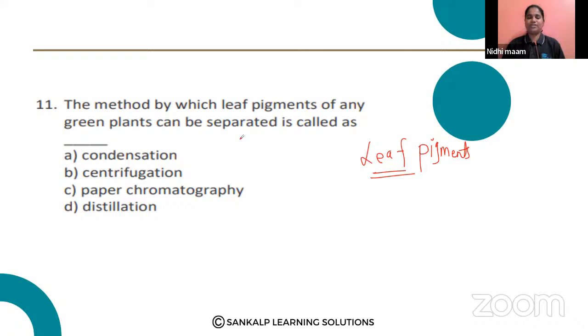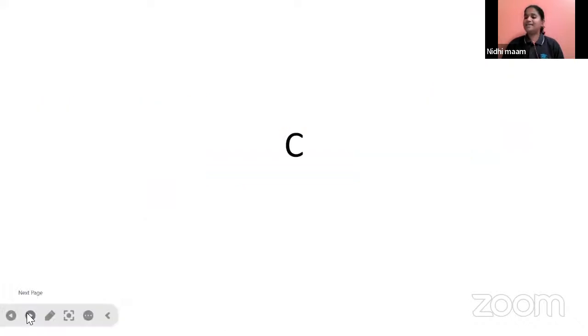Very easy question. The method by which leaf pigments of any green plants can be separated is called as. Option C. Exactly, paper chromatography. And Anuradha answered it correctly. Yes, YouTube students, that's right, option C.